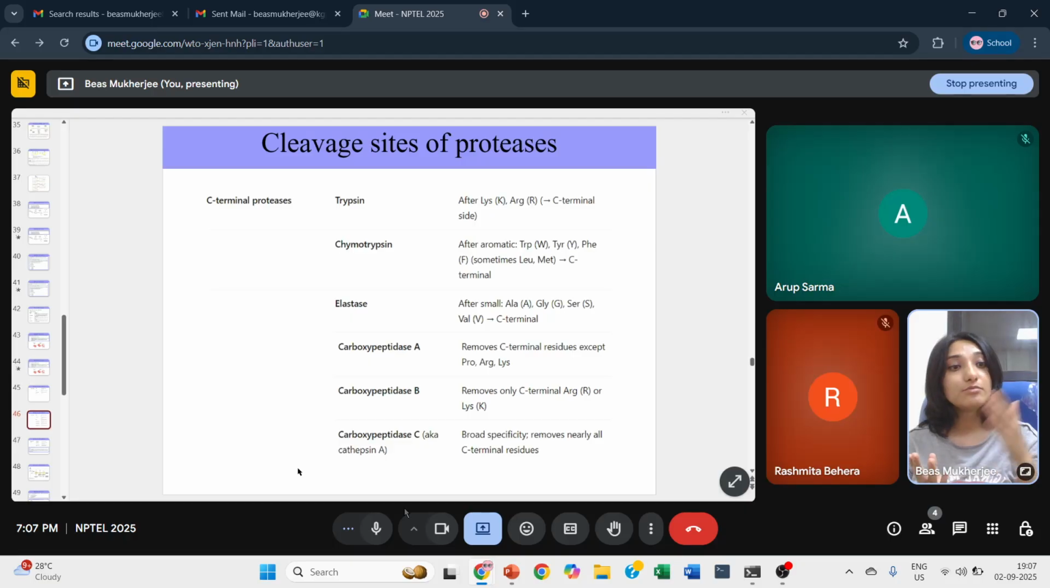Carboxypeptidase A removes the C-terminal residues except proline, lysine, and arginine. Carboxypeptidase B removes only C-terminal arginine and lysine. And carboxypeptidase C does not care about any amino acid. It just removes all C-terminal residues. Okay.